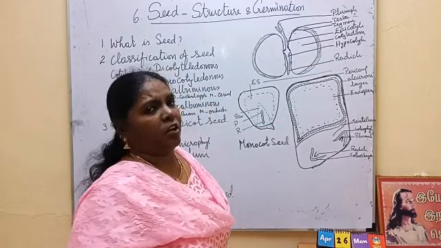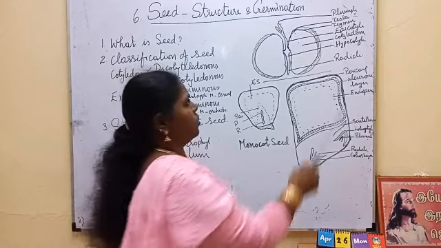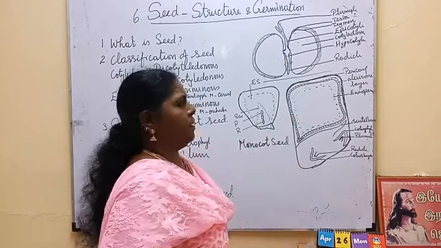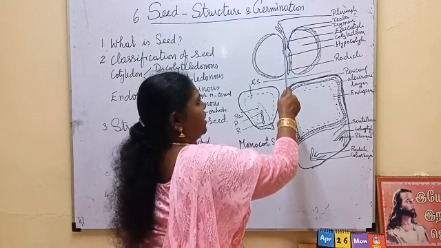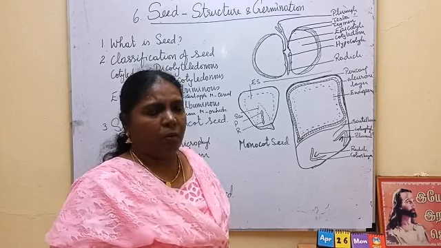Then the inner integument develops into the inner coat, tegmen. So, the seed coat encloses two cotyledons. The cotyledons are attached to the embryo. The zygote will develop into the embryo.